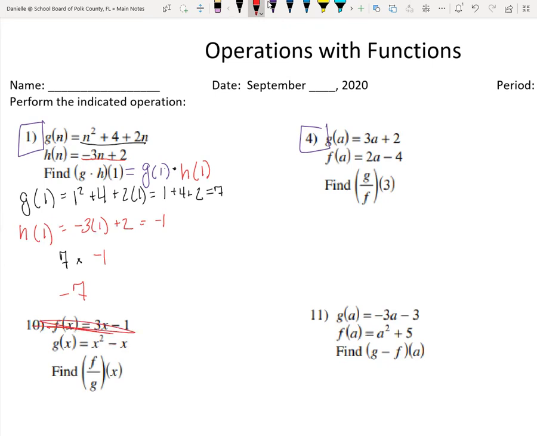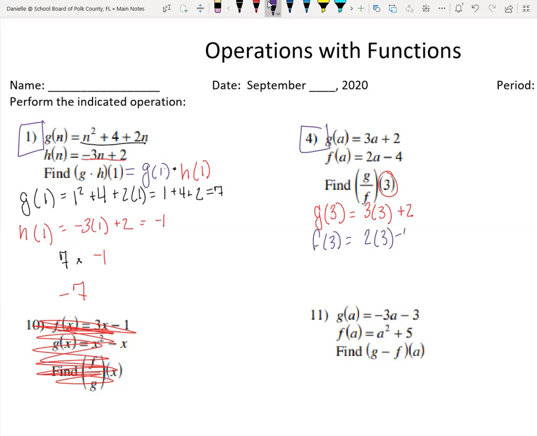We can do the same over here. By the way, we don't need to do division, so ignore that one. However, over here, we can technically solve this because I know what to plug in. So let's go ahead and do this one. Again, I'm taking my 3 and putting it everywhere. 3 tells me what my variable is going to change into. So instead of a, I'm going to write 3. So my g at 3 is 3 times 3 plus 2, and my f at 3 gives me 2 times 3 minus 4.